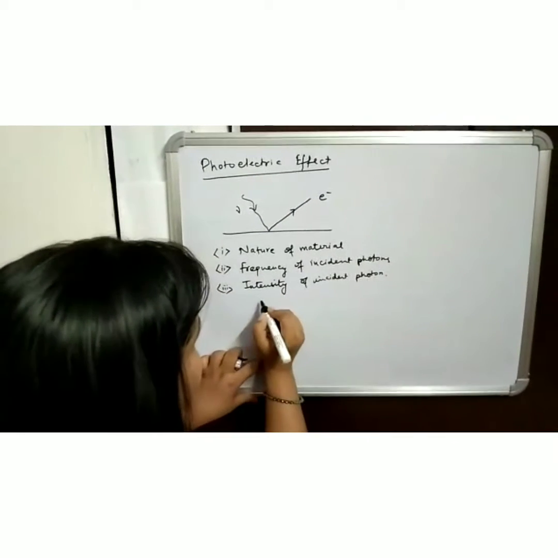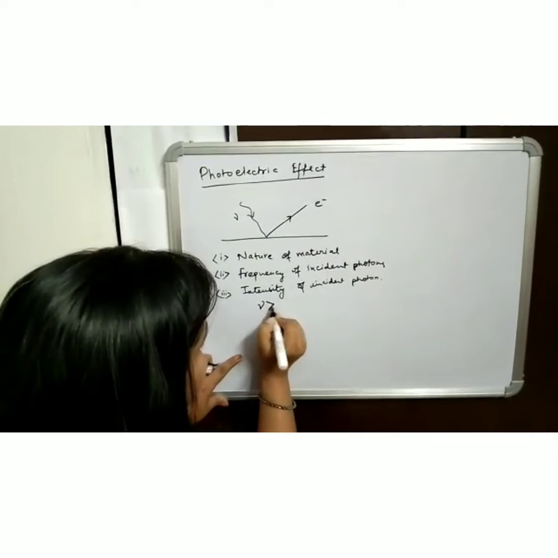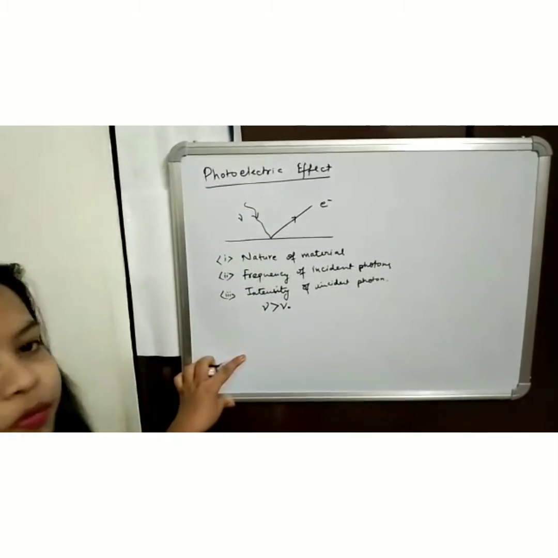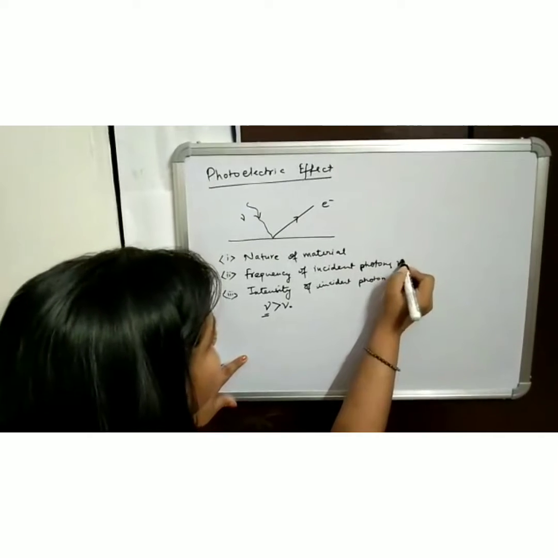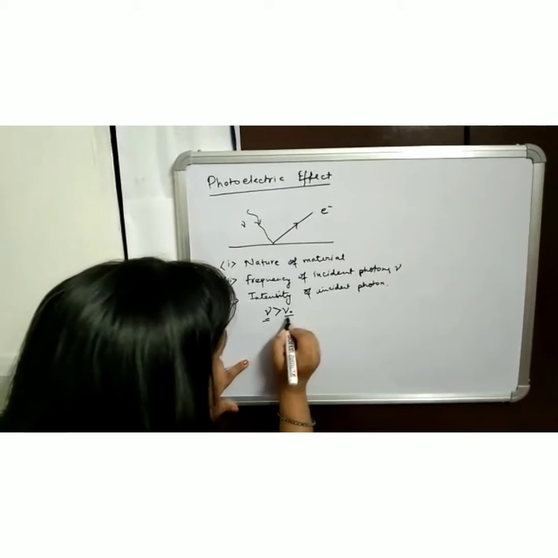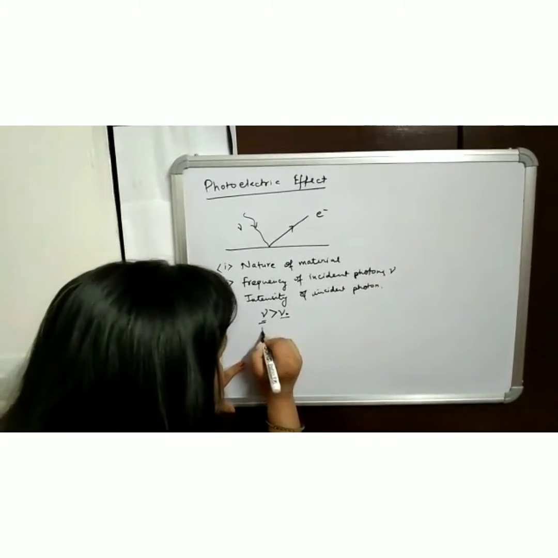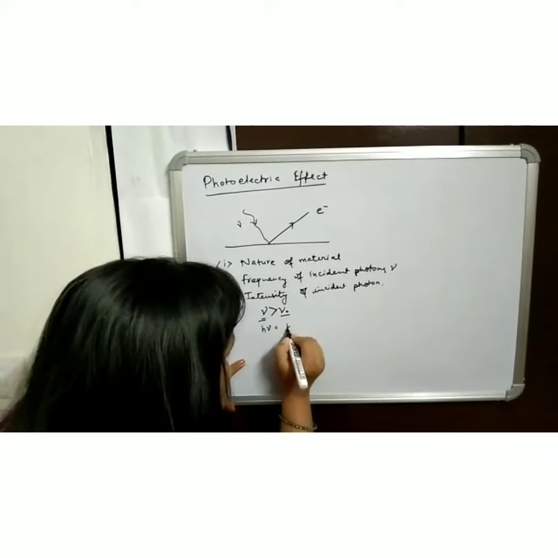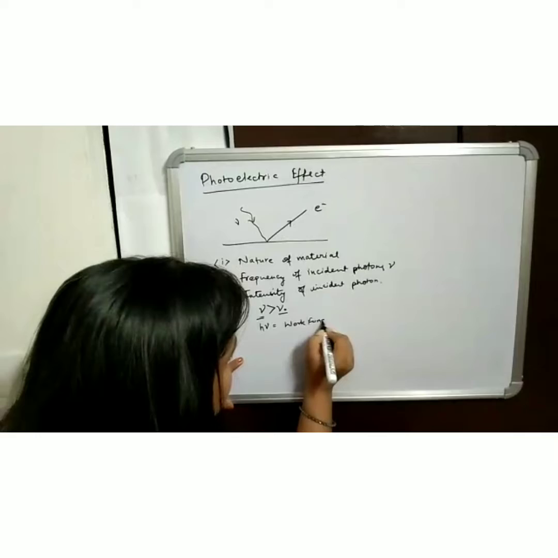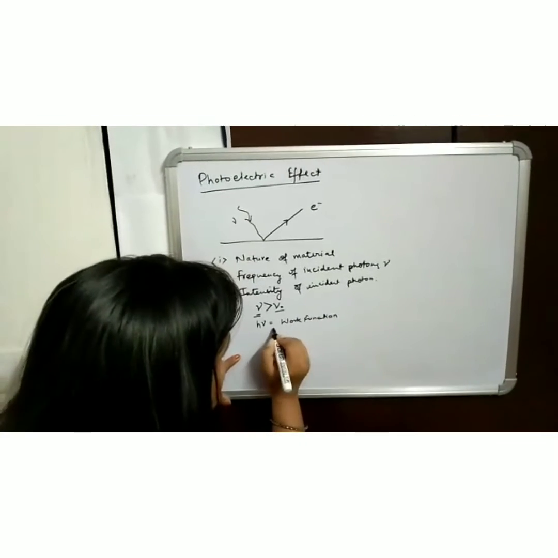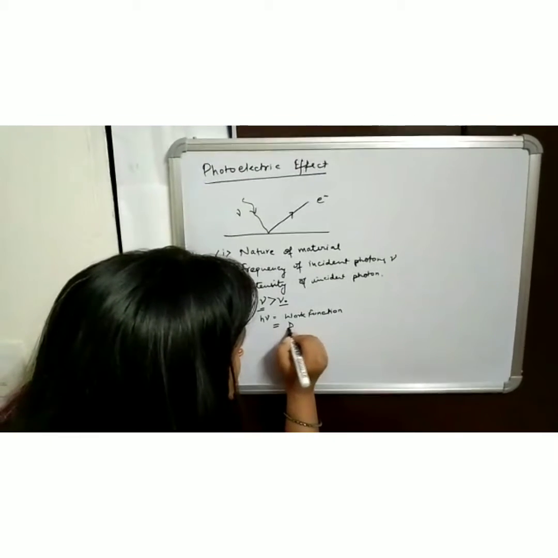There is a condition: when mu is greater than mu naught, only then is the emission of photoelectrons possible, where mu is the frequency of the incident photon and mu naught, if we write in terms of energy, h mu naught is equal to the work function of the metal. It is different for all materials.